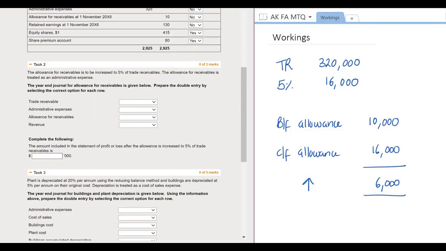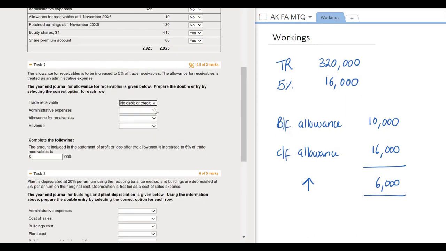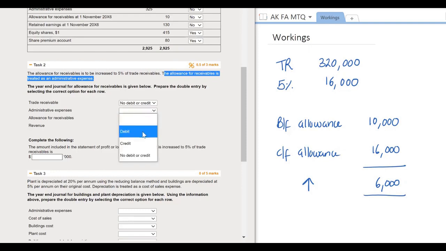With that in mind, if we go into task 2, we can attempt the first part. They're asking for the year-end journal for the allowance, and we need to select from the drop-down menu. For trade receivables, there is no implication because of this allowance. Remember, the allowance for receivables is a separate ledger entry, so there is no credit or debit to post. We're told in this question that the allowance for receivables is to be treated as an administrative expense. Therefore, the administrative expenses will be debited.